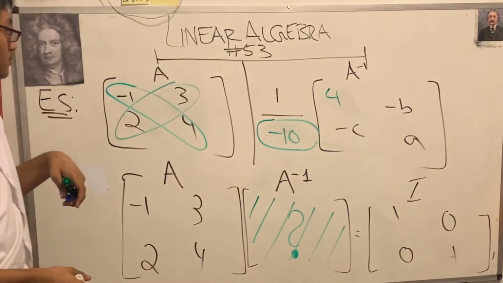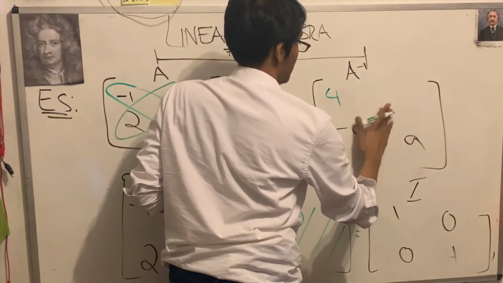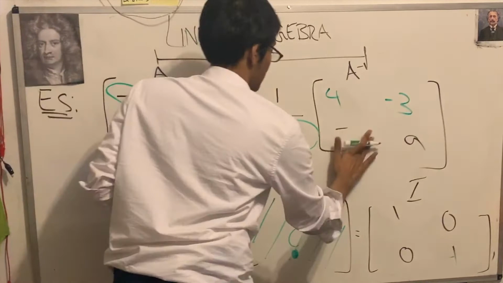Negative B would be -3. How do you know? A, B, C, D. -3, right? What about the other two? -2. Which one? C. Yeah, -2 and then? And then we have 4.